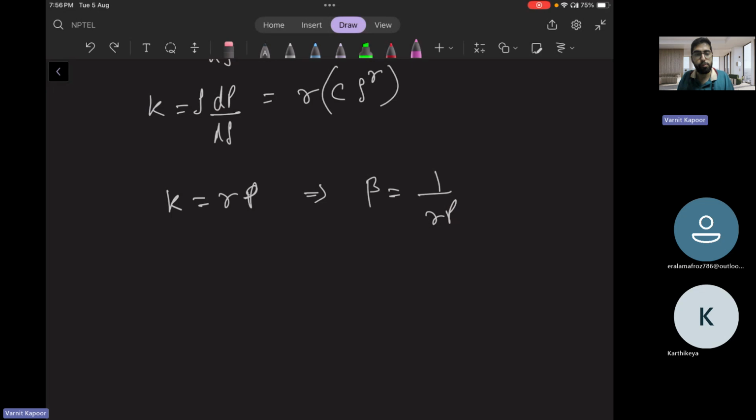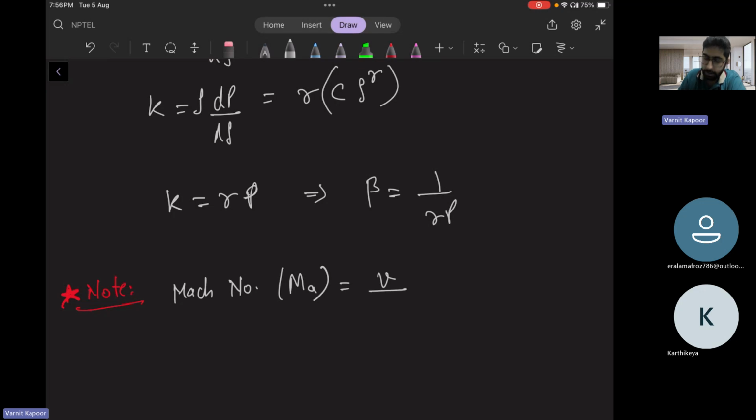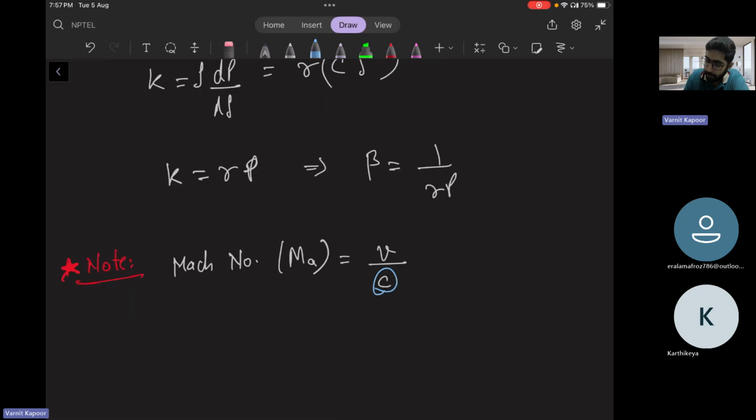Next, what is a Mach number? Note, what is a Mach number? Mach number, Ma, is nothing but the speed of the fluid to that of the speed of sound. So Mach number is nothing but V by C, where C is your speed of sound.